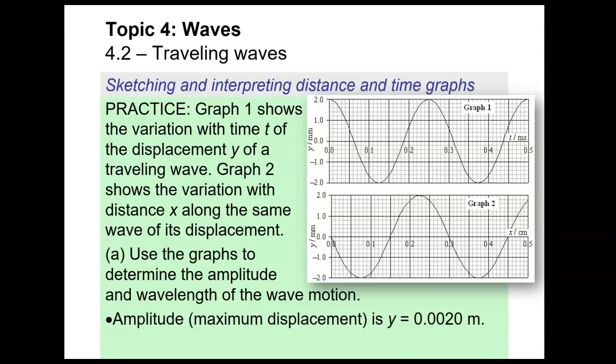Okay, so hopefully you included units. The amplitude is 2 millimeters, and the wavelength using graph number 2, if you measure from one point to the next successive point, is 0.3 centimeters, which is 0.003 meters. And either of those would be fine as long as you include the units. By the way, I don't know why they put y here for wavelength. It should be a lambda.